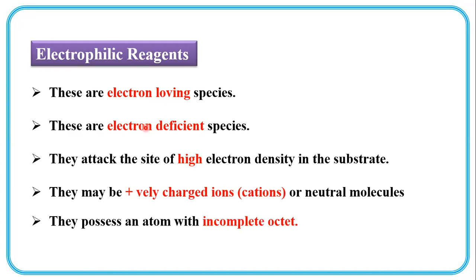They possess an atom with incomplete octet. Their octet is incomplete. Octet is incomplete means in their last orbit, in their octet, there are less than 8 electrons.